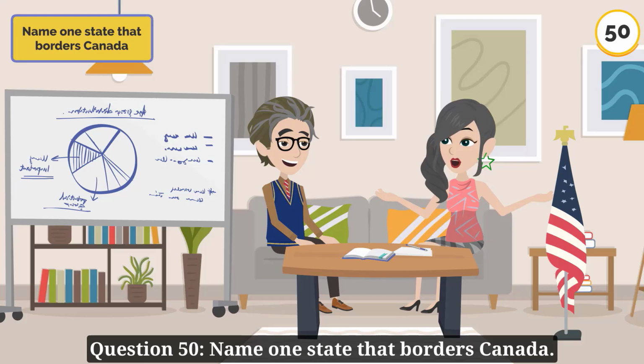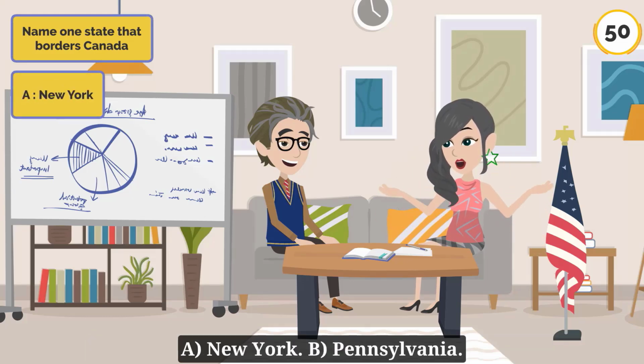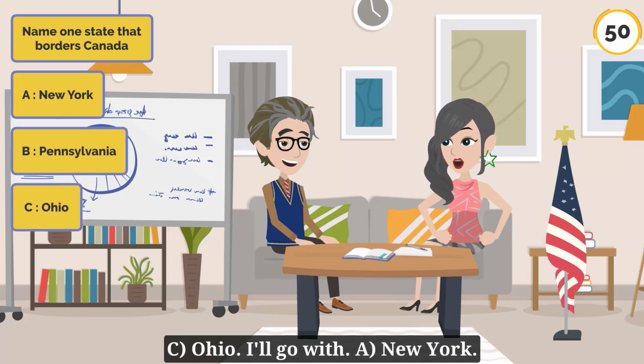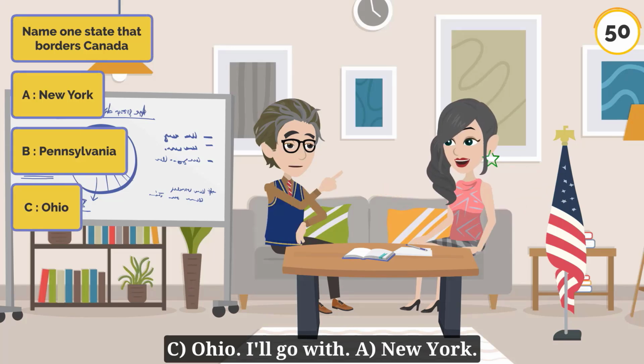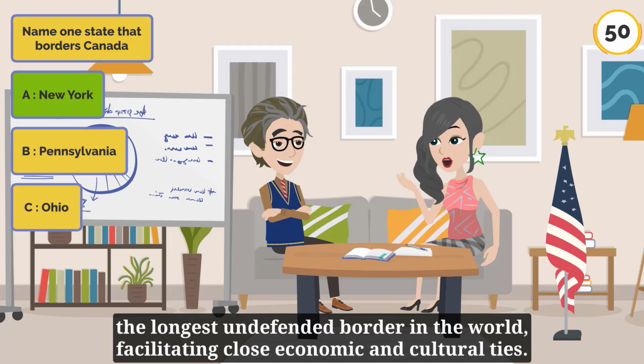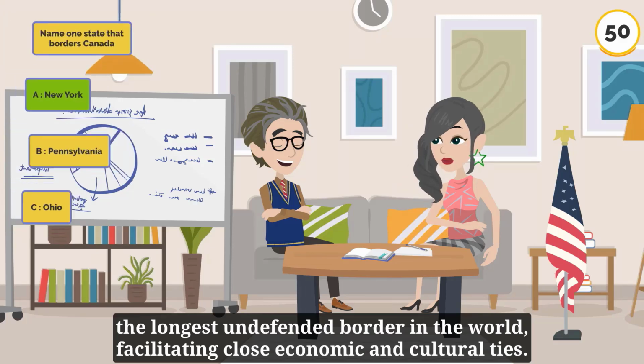Question 50. Name one state that borders Canada. A. New York. B. Pennsylvania. C. Ohio. I'll go with A. New York. That's correct. New York is one of 13 states that border Canada. The 2 nations share the longest undefended border in the world, facilitating close economic and cultural ties.